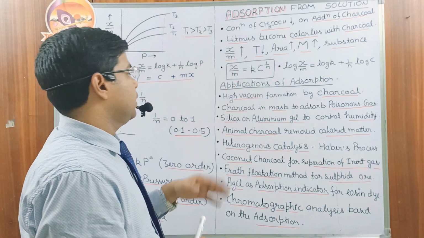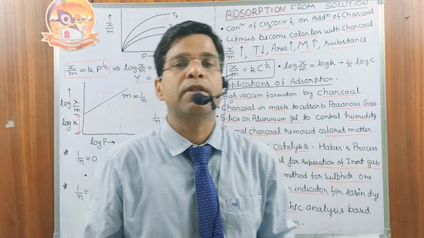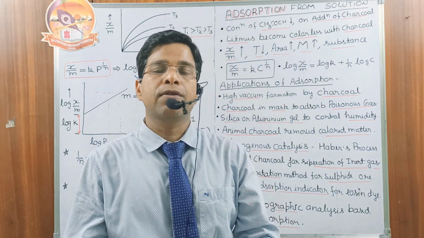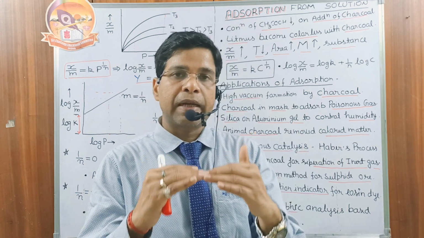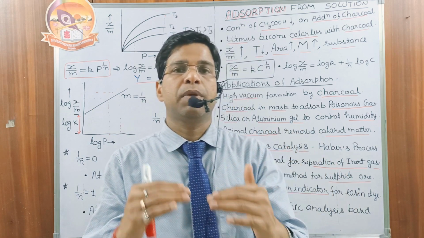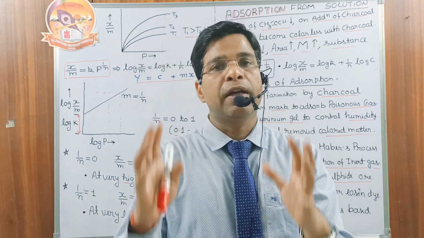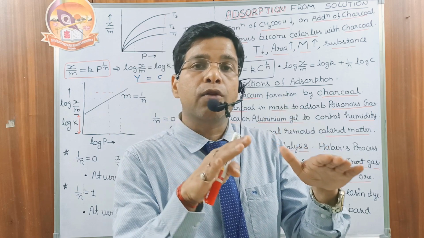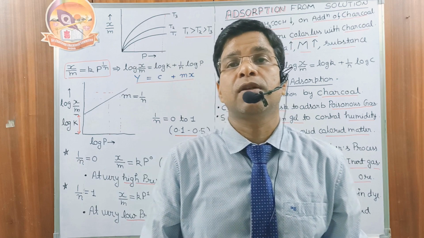Next one is heterogeneous catalysis. One of the best examples is the Haber's process. In the Haber's process, nitrogen and hydrogen gas adsorb at the surface of the catalyst. That catalyst may be iron, that catalyst may be platinum. On the surface they react together, and after the reaction they leave. So hydrogen and nitrogen gas adsorb at the surface, so it is again an example of adsorption.